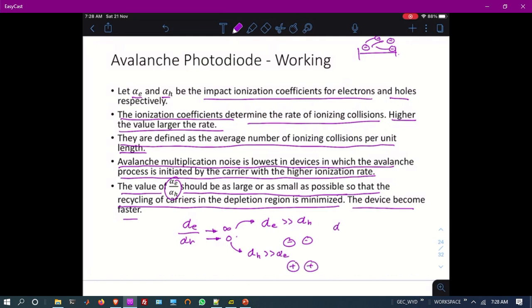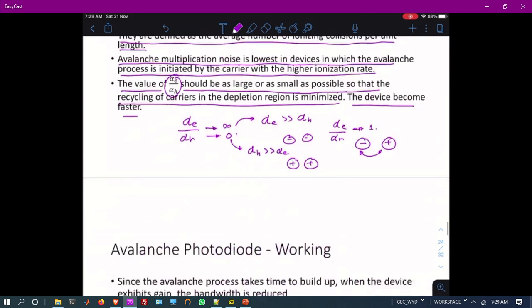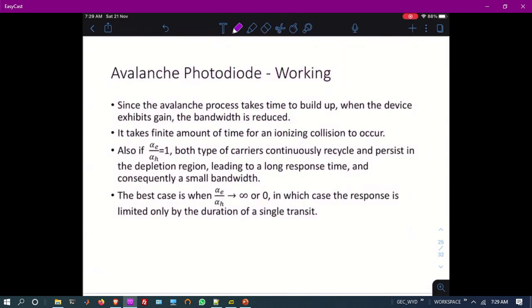Now, what happens when alpha e by alpha h is equal to 1? In that case, an equal number of holes and electrons are produced, and there is always a chance of recombination of holes and electrons. And this will cause our photocurrent to decrease because they combine and do not go to the external circuit. They might combine in the depletion region itself, which is basically called recycling action, and it will impact our output. So, since the avalanche process takes time to build up, when the device exhibits gain, the bandwidth is reduced.